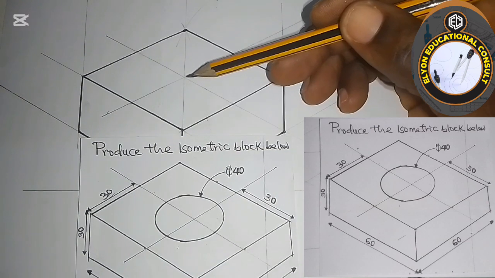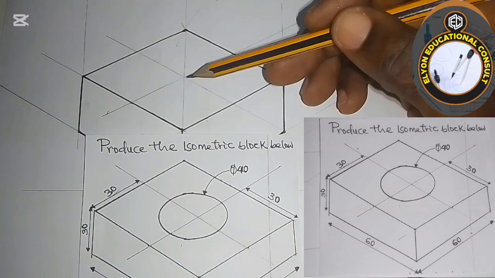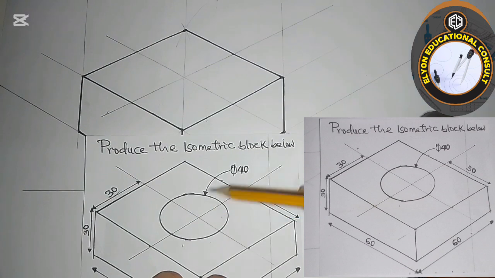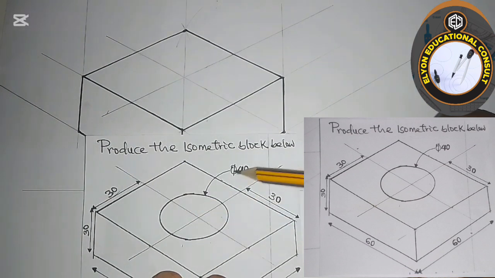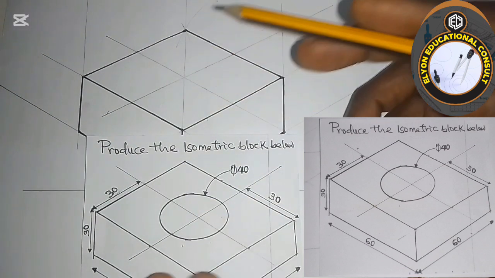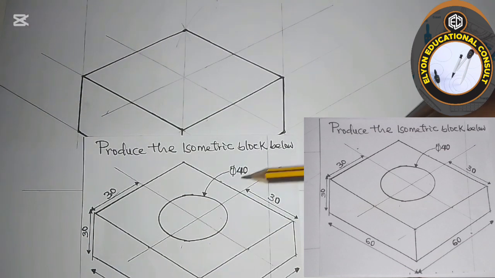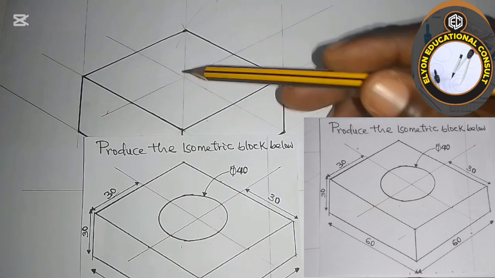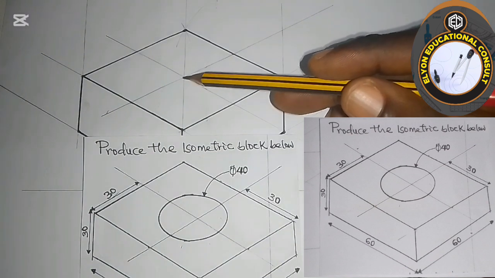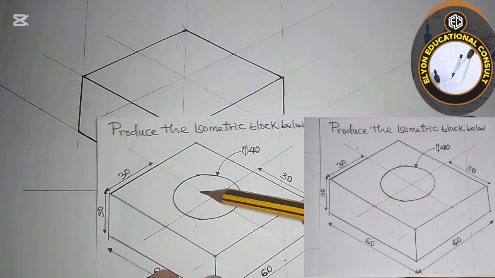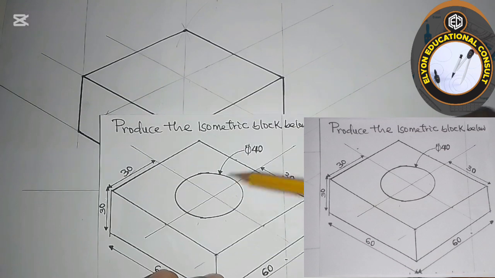So I'm going to be using the rhombus method now. We are given the diameter of this isometric circle to be 40. Please take a look at my video on how I draw the isometric circle using the rhombus method. I will repeat the procedure here. So the diameter of the circle is 40.